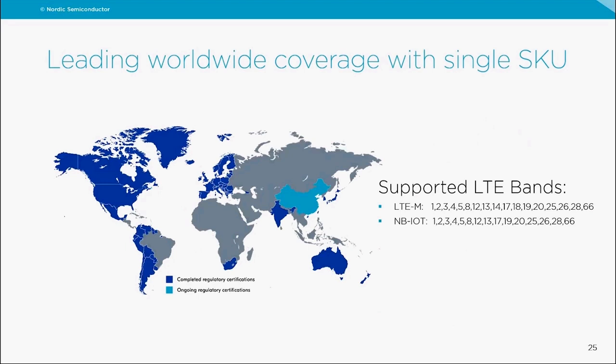In terms of the regions supported, we have the countries in blue covered by regulatory certification on the nRF9160. China is ongoing, and we're expecting that to complete in March. The bands that are involved in an LTE deployment in the different regions depend on how the carriers have rolled out their networks in those regions, and we support virtually every relevant band between 700 megahertz and 2.1 gigahertz.